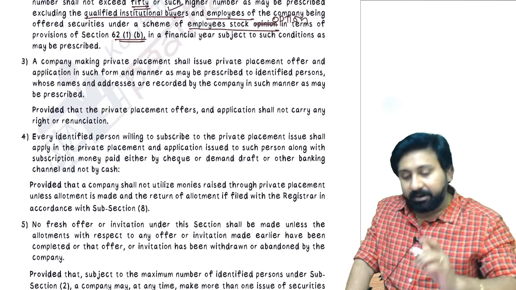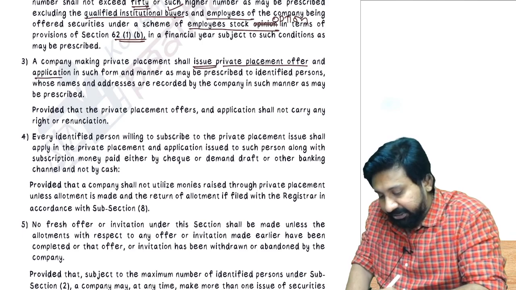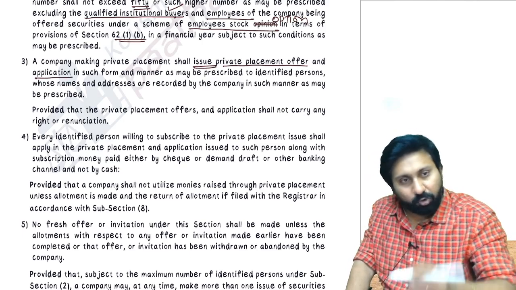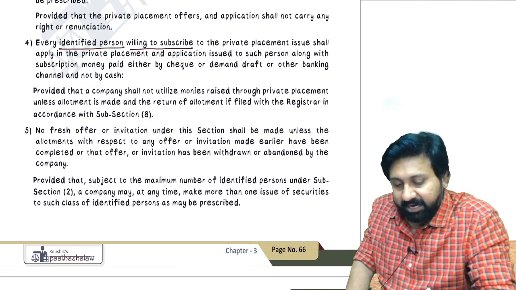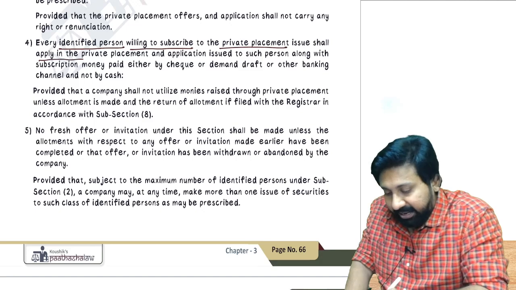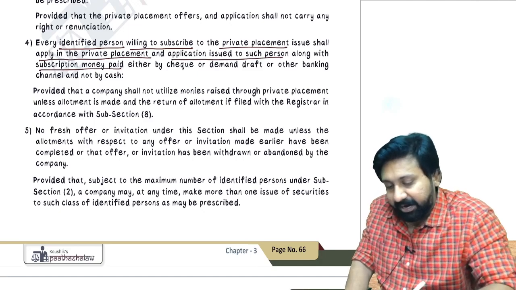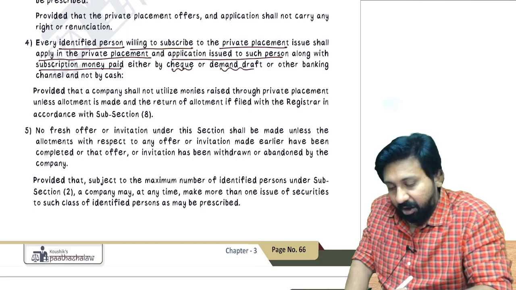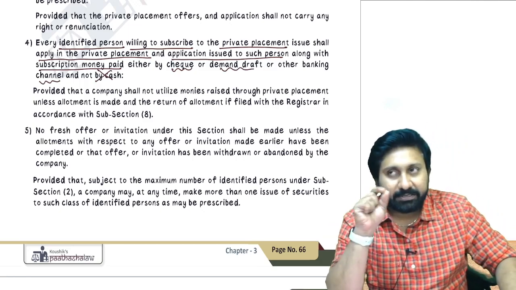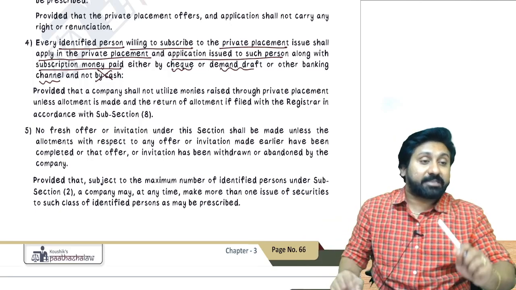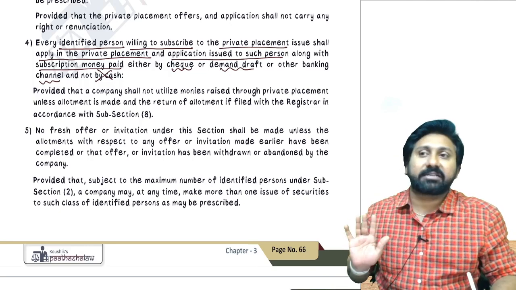A company can make a private placement only by issue of private placement offer and application in such a form as may be prescribed. So rules we will read. Next, every identified person willing to subscribe to the private placement issue shall apply in the private placement, and application issued to such person along with the subscription money paid either by check or by a DD or by any other banking channel, but not by cash. Simply to tell, any identified person, we selected some group, if he is willing to subscribe, why they use the word willing? Why they use the word willing means it's an offer. If you want, you can accept. If you don't want, you need not.